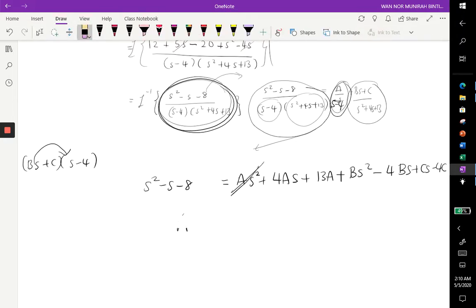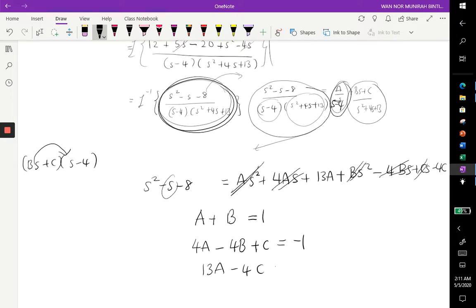Okay, we have A plus B equals 1. Okay, so next we have 4A minus 4B plus C equals negative 1. Okay, so next we have, the last one, 13A minus 4C equals negative 8.